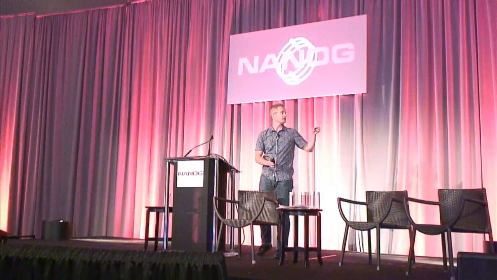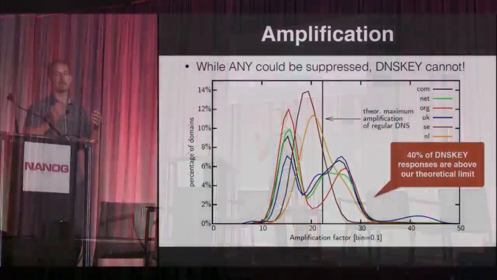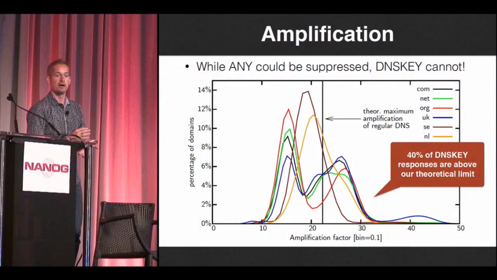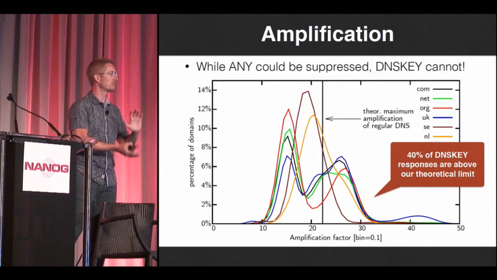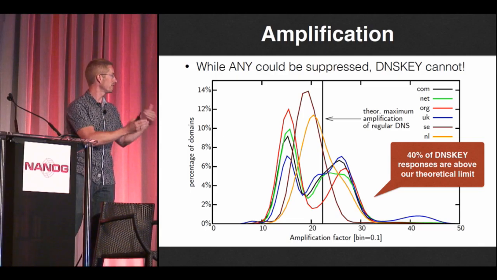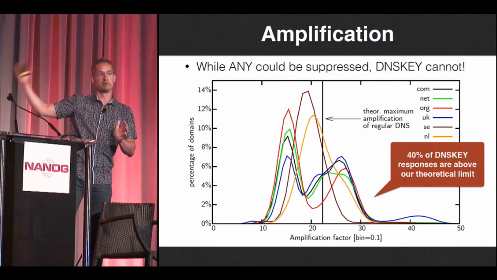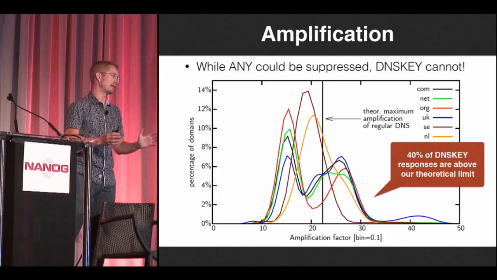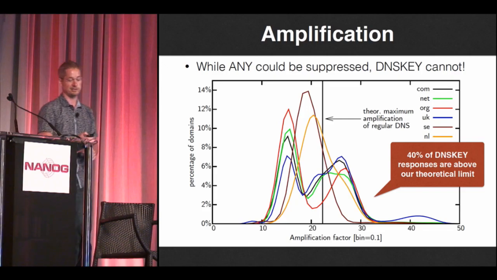And what this graph shows you is for those 2.5 million domains for which we did the measurement study, almost 40% of those give you an amplification factor of over 23, and 23 is sort of a magic number because that is the amplification that you could achieve theoretically if you used classic DNS packets of up to 512 bytes. And we deem any amplification above that as bad. And 40% of DNS key responses that we got back exceeded this limit.